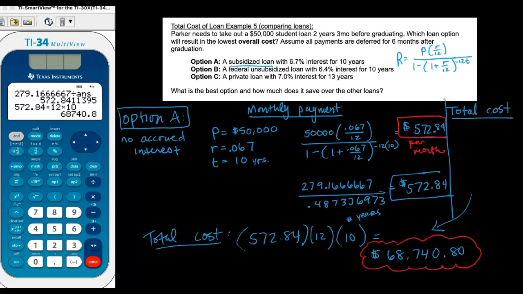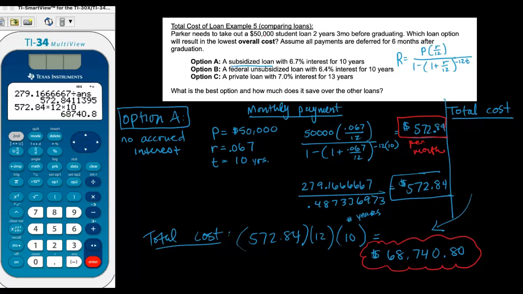So Parker takes out a $50,000 student loan and ends up paying $68,740.80 in total. And if you're wondering how much interest, all you have to do is subtract. So if you take that 68,000 number and subtract 50, you get a little over 18,000. That's $18,000 that the student is paying just in interest.